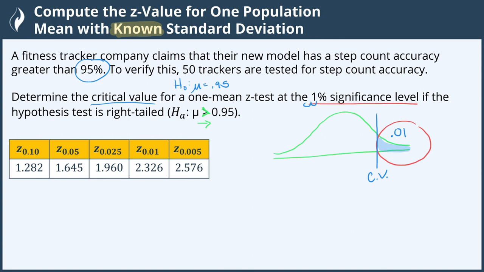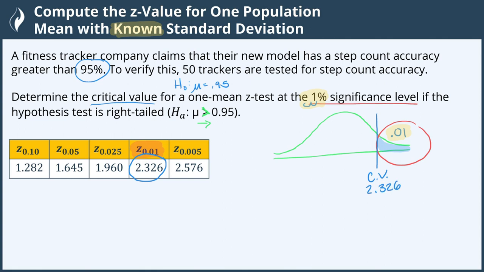We could also calculate with our calculator, but in this case, we have a table to our left over here with the significance levels for our z-test. And our significance level is 1%, and changing to a decimal is 0.01. So we're going to go look at our chart and find the z for 0.01. So here's our significance level, thus giving us a critical value of 2.326.